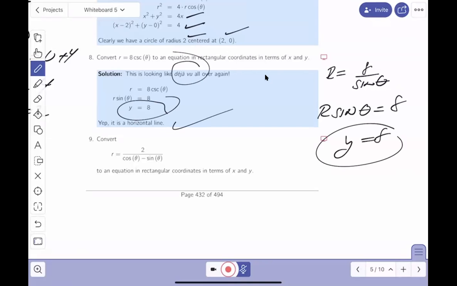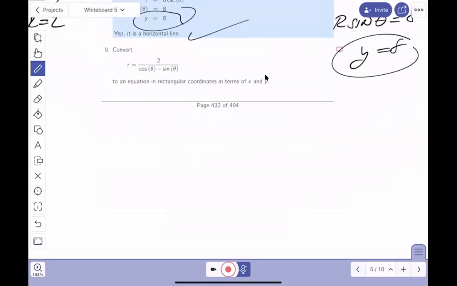By the way, refer to this as deja vu. Your exams are pretty much going to be deja vu problems for you. What does it mean by that? They're going to look just like what you've been given in homework.